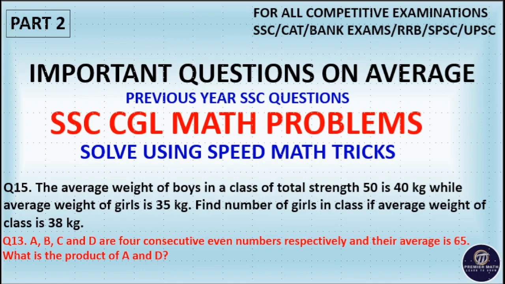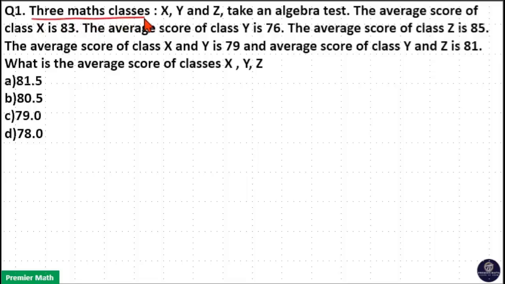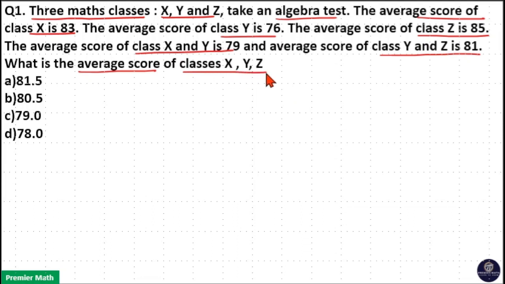Our first question is: Three math classes X, Y and Z take an algebra test. The average score of class X is 83, class Y is 76 and class Z is 85. Average score of class X and Y is 79 and class Y and Z is 81. What is the average score of class X, Y and Z together?